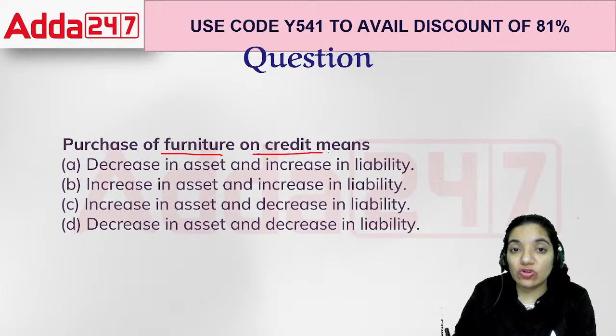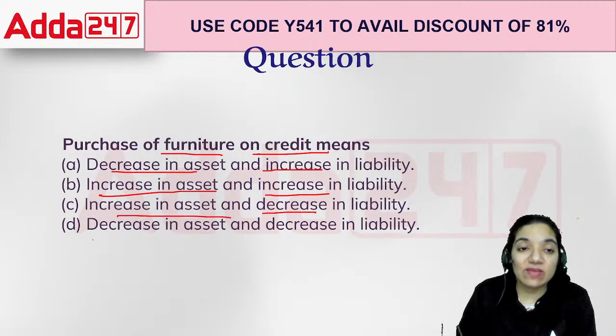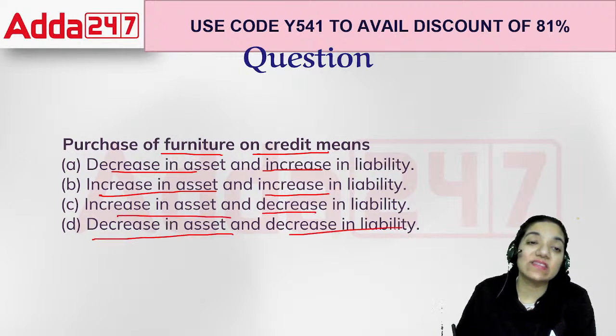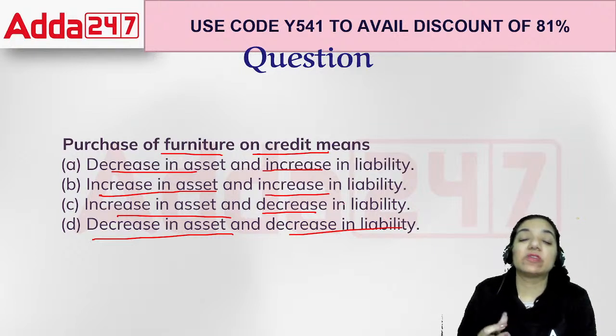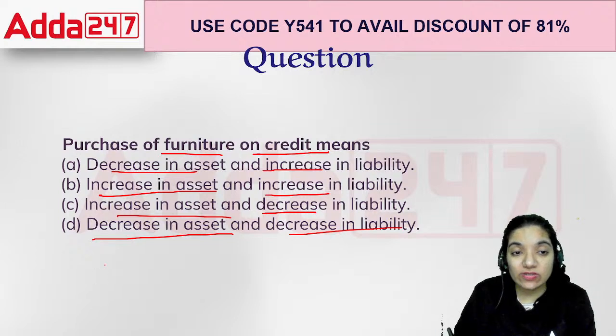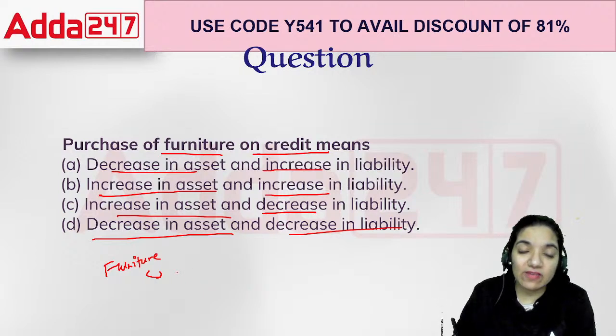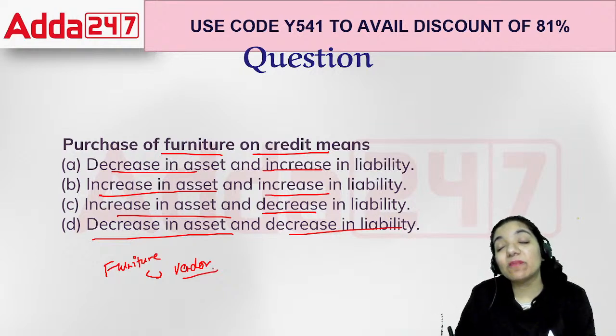Purchase of furniture on credit: decrease in asset, increase in liability; increase in asset, increase in liability; increase in asset, decrease in liability; or decrease in asset and decrease in liability. If I purchased furniture on credit, think about this particular transaction. I got furniture because I bought it on credit. Have I paid for it? No, I haven't paid for it. I have bought it from a person called Mr. Vendor. Then I will pay him later on.